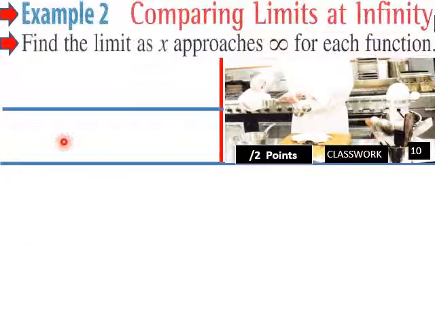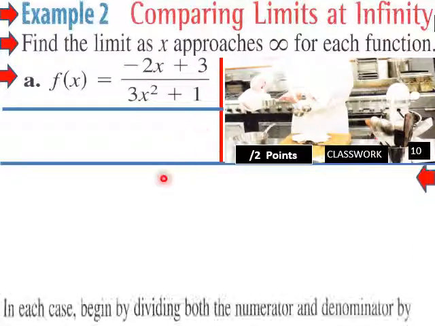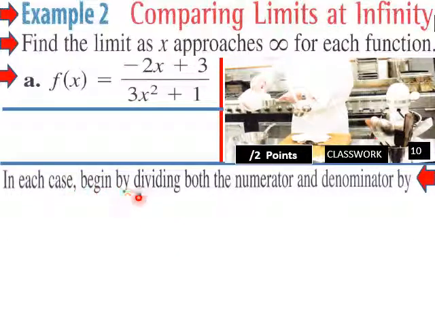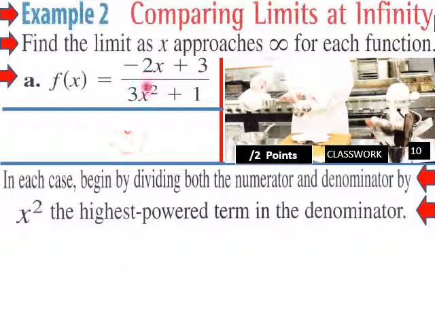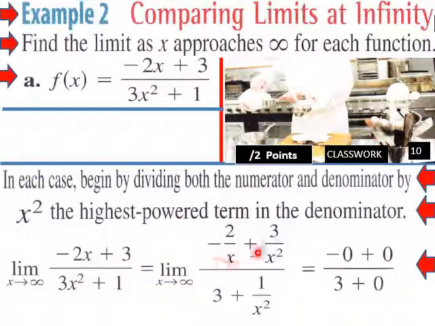Comparing limits at infinity, find the limit as x approaches infinity for each function. So we have a here, f of x equals negative 2x plus 3 over 3x squared plus 1. So in each case, begin by dividing both the numerator and denominator by x squared. The highest power term in the denominator is right here, x squared. When we do that, we end up with this complex fraction, dividing the numerator through by x squared.